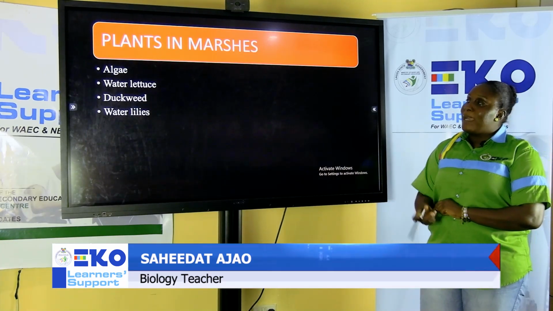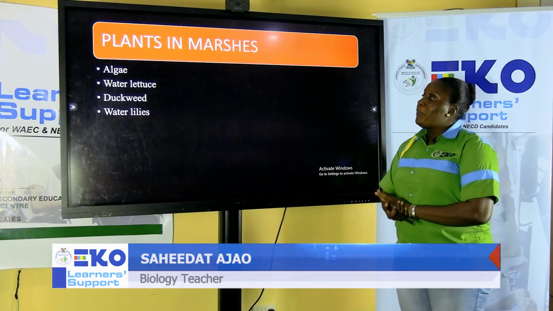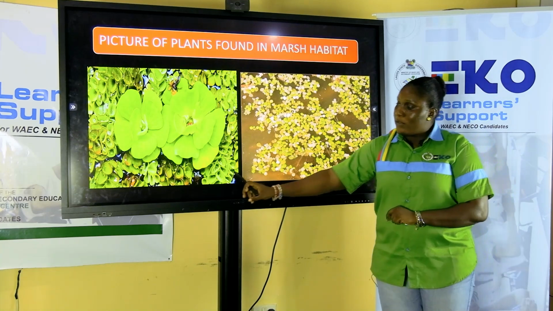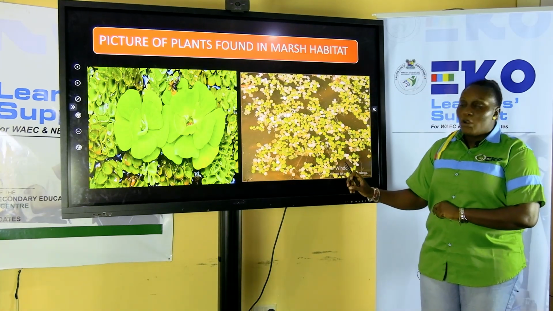So we are looking at the plants. Which plants can we find in the marsh? We have algae, water lettuce, duckweed, and water lilies. This is an example of water lettuce. This is an example of duckweed.